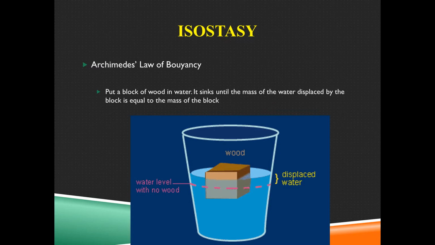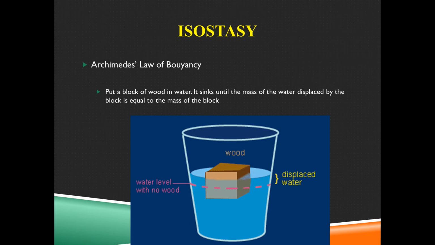For example, if you take a block of wood that floats in water, it's going to float the same every time unless you change your water into like salt water or into magma or some other fluid. As long as you float that block in regular water, it floats the same every time because of isostasy.